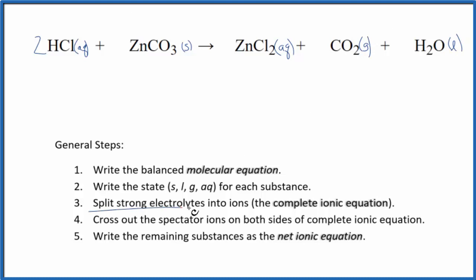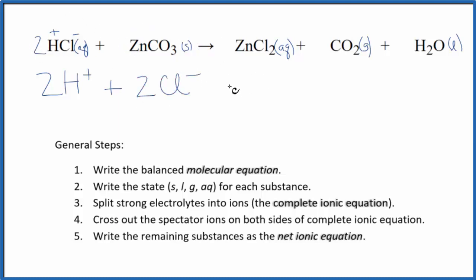Now we can split the strong electrolytes into their ions, and this will give us the complete ionic equation. So hydrogen, group 1 on the periodic table, 1 plus, chlorides are 1 minus. We have 2 hydrogen ions, a 2H plus. I won't write aqueous each time, let's write that at the end, and then 2 chloride ions.